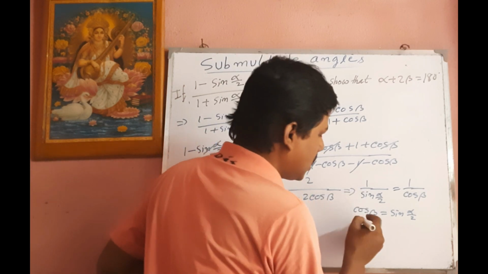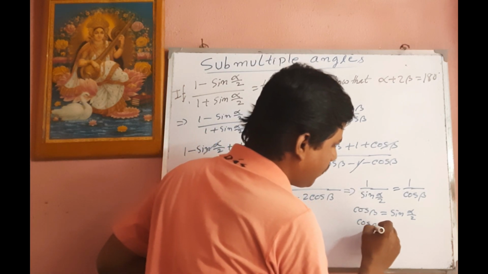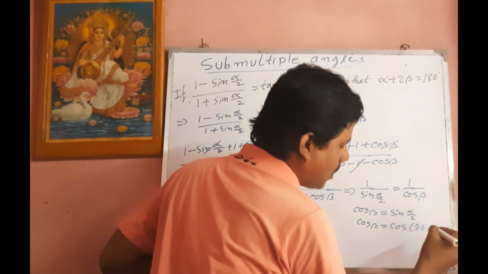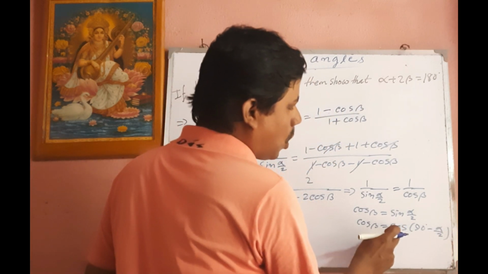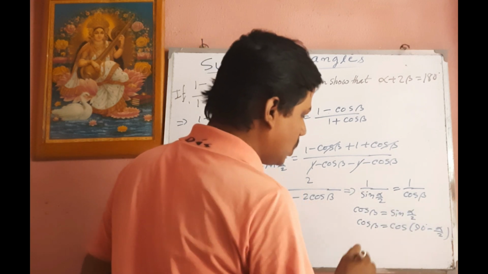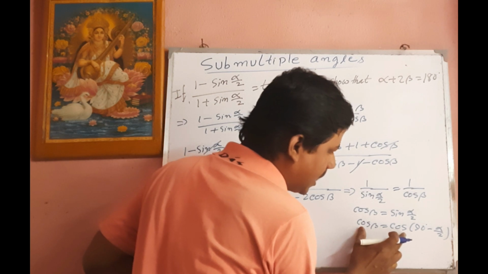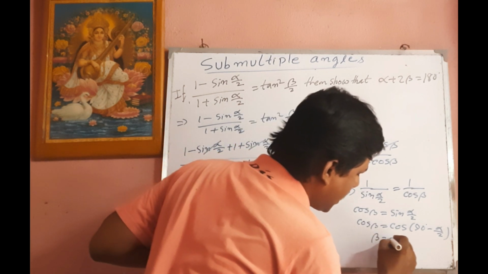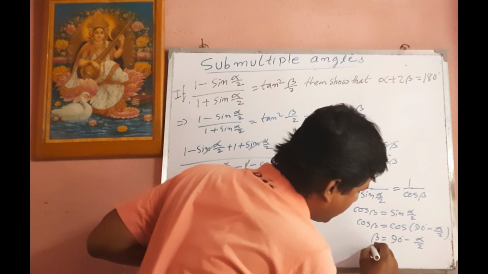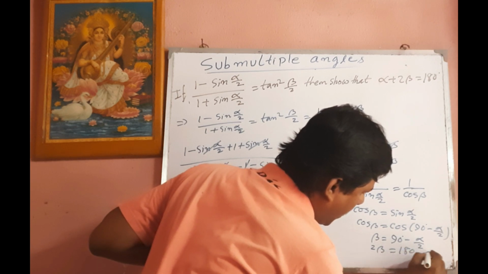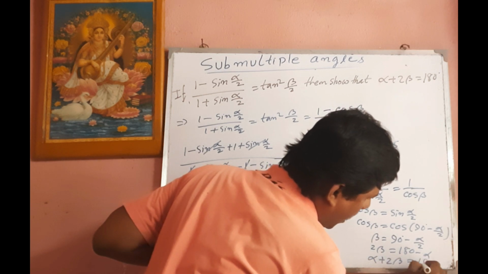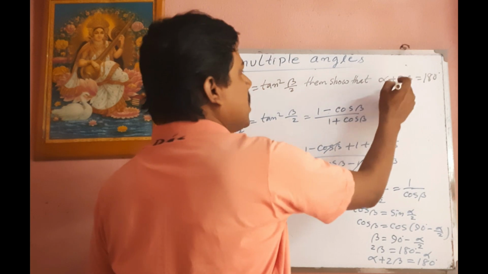If we change, then we get cos of beta equals cos of 90 minus alpha by 2, because we know that cos of 90 minus theta is equal to sin theta, where theta is alpha by 2. Now cancelling cos on both sides, we get beta is equal to 90 minus alpha by 2, and multiplying by 2, 2 beta is equal to 180 minus alpha, that is alpha plus 2 beta is equal to 180 degrees, which is our required result.